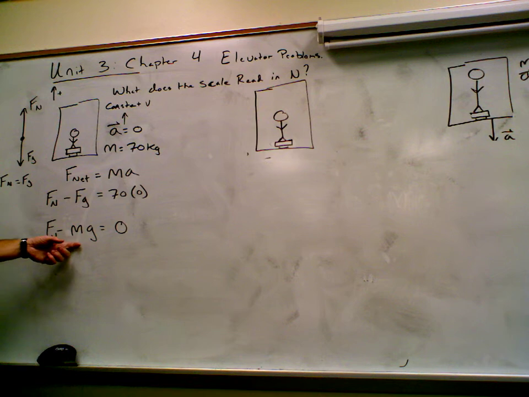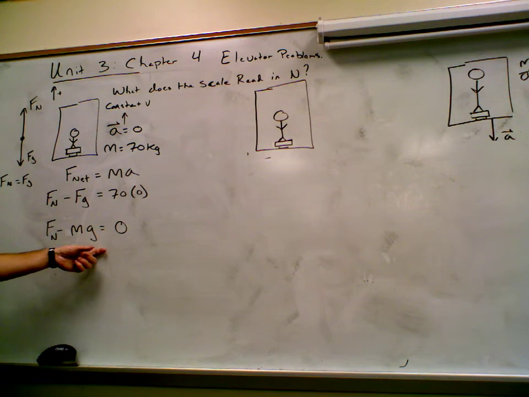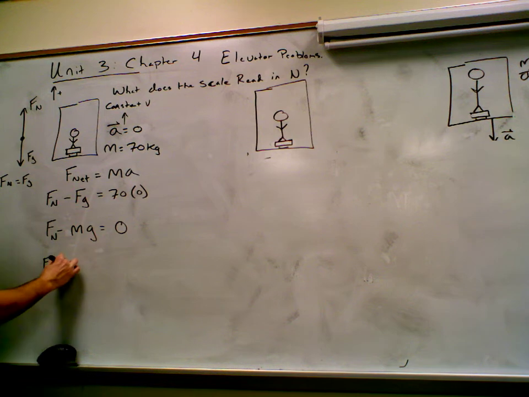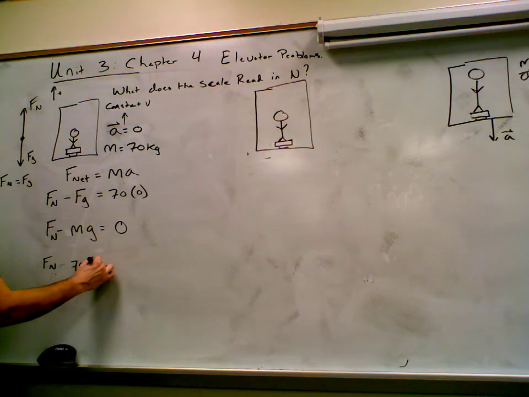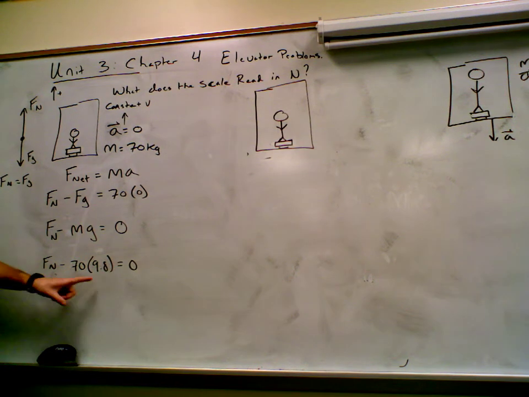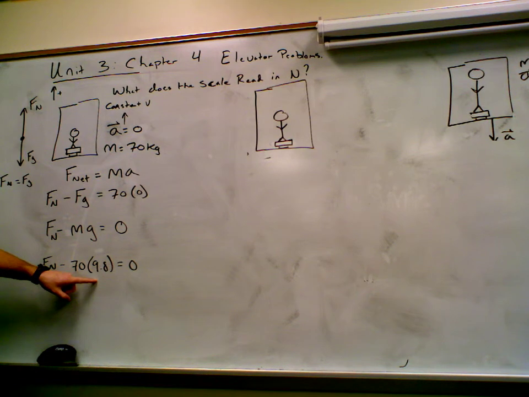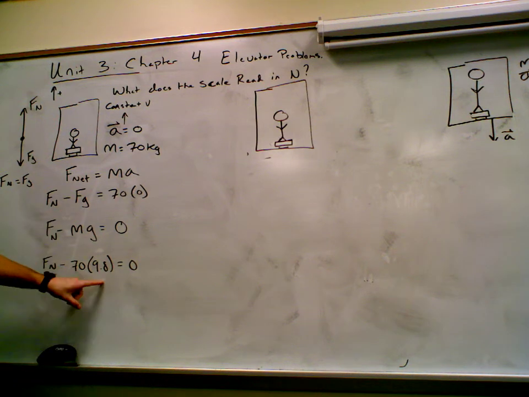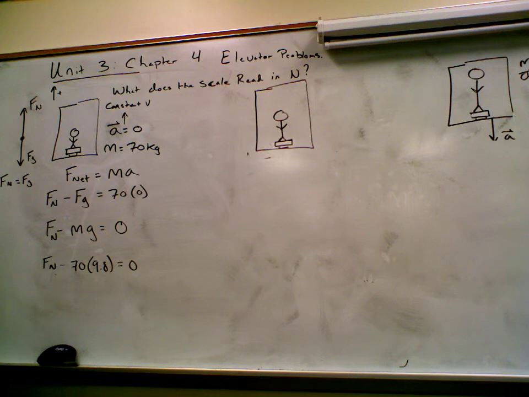Mass is 70. Acceleration due to gravity is 9.8. Shouldn't this be zero, or shouldn't this be negative? Kyle, shouldn't this be negative? Oh. No. Good. We already have the minus, right? Since we already have the minus, we're already counting this 9.8 as negative, so we need to leave it as just 9.8, as just the scalar. Okay?